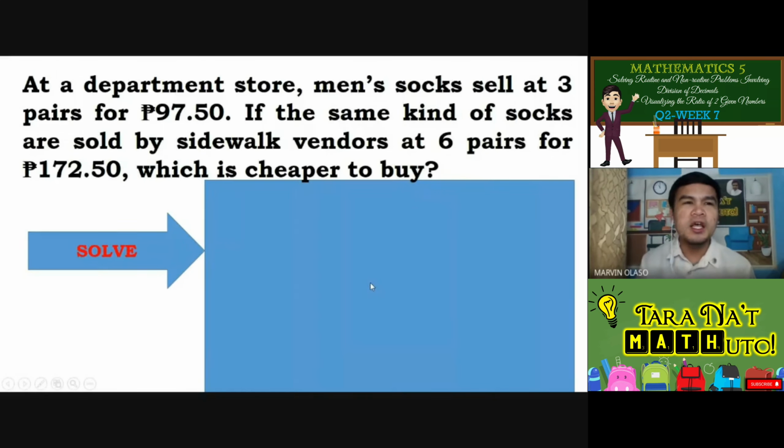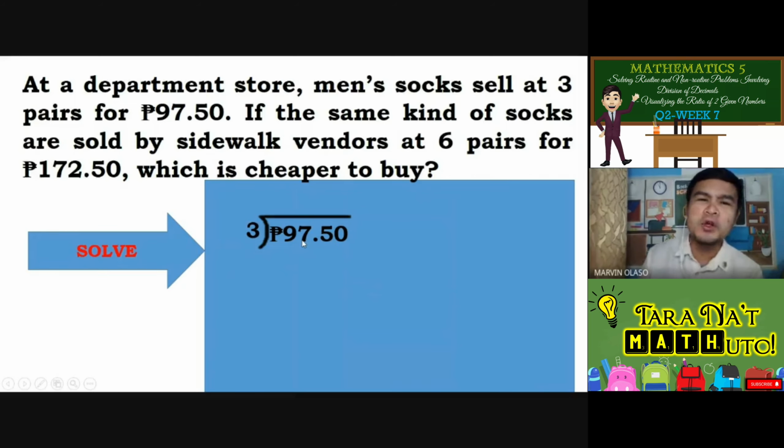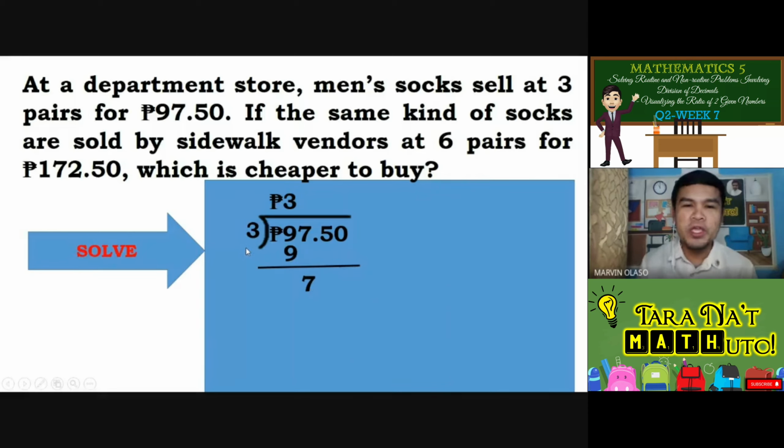We have 97 pesos and 50 centavos divided by 3. So let's get how much the price of one pair is. Since we are talking about money, let us use the peso sign or PHP. 9 divided by 3, we have 3. 3 times 3 is 9, so we have no remainder. Drop the 7. 7 divided by 3, we have 2 because 2 times 3 is 6, a remainder of 1. Then drop 5, or copy the decimal point.